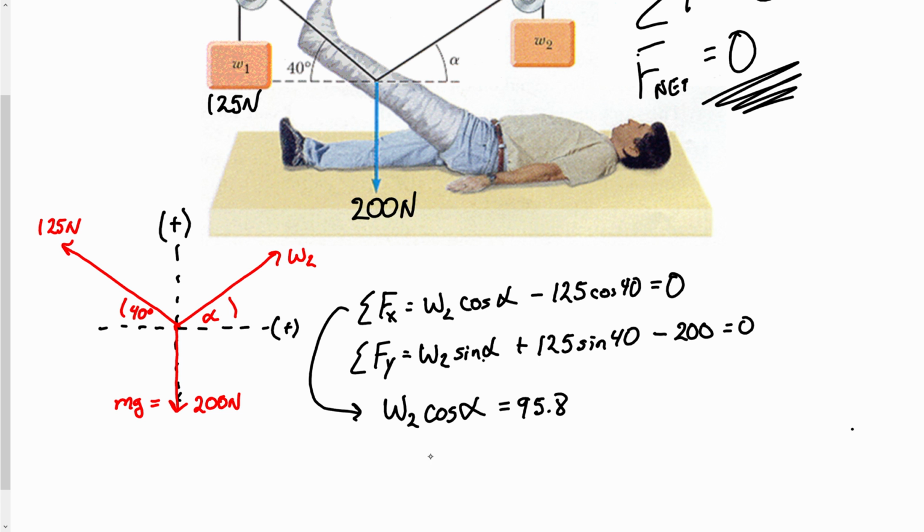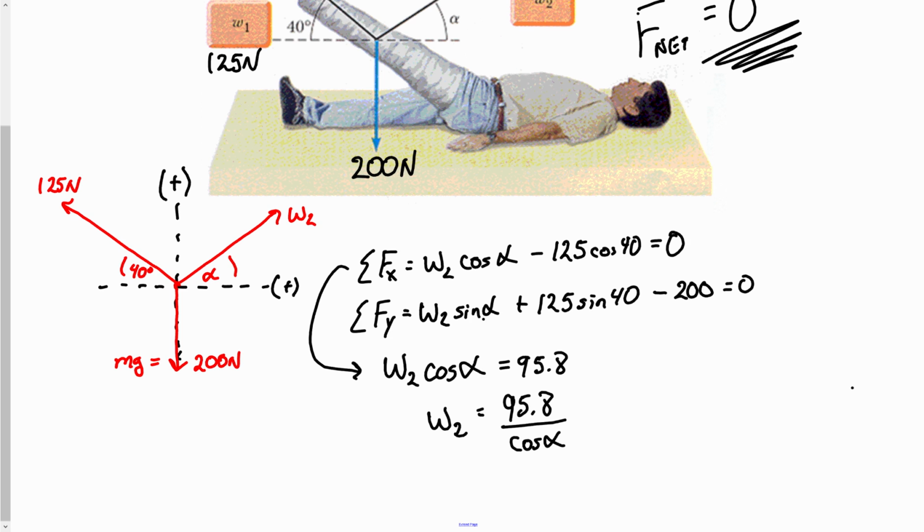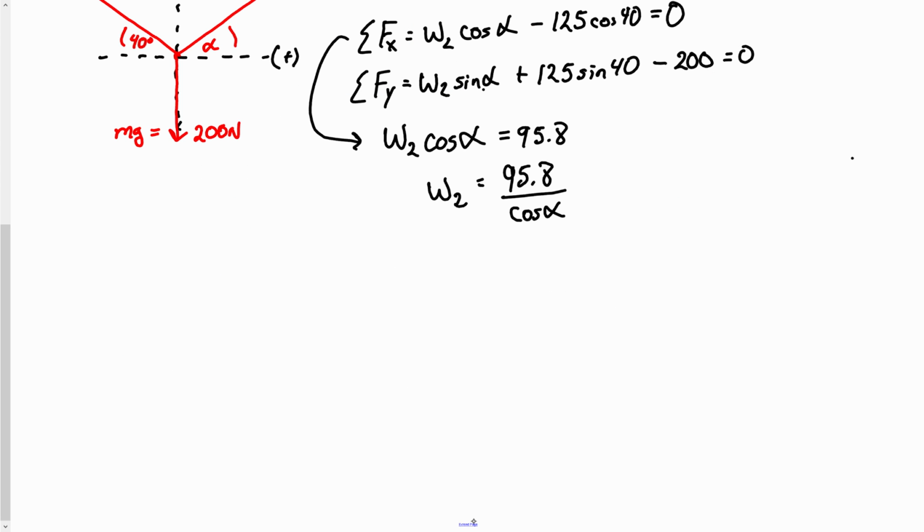Once I've done this, let's just solve for W2. W2 would be equal to 95.8 divided by cosine of alpha. And I'll tell you why I solved this one. I got a couple of reasons. And guys, now it's like any other problem where you have multiple unknowns. We're going to take this expression for W2 and plug it back into our other formula for W2.